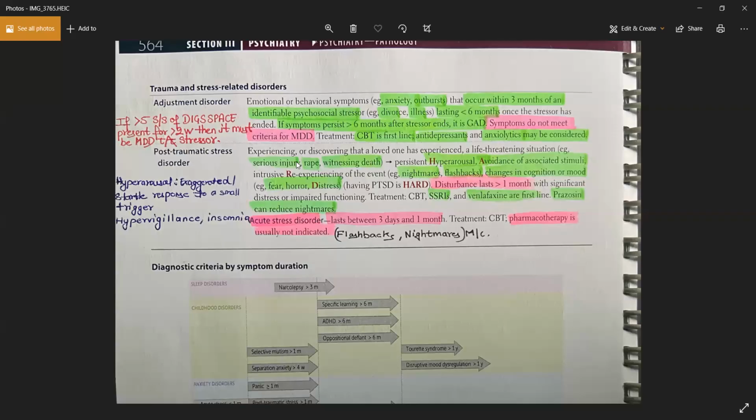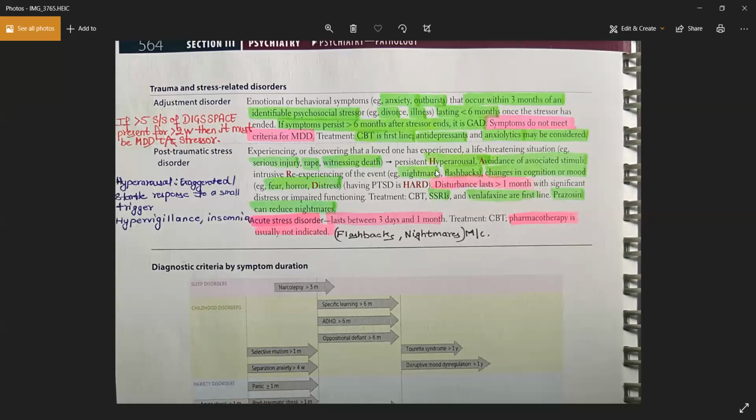Okay, it could be a patient working in a fire extinguisher department, and he sees someone burning to death. So they will have nightmares or flashbacks of that death. They will become very horrified, and it will cause them a functional decline. They will become very distressed. The disturbance must be lasting for more than 1 month.